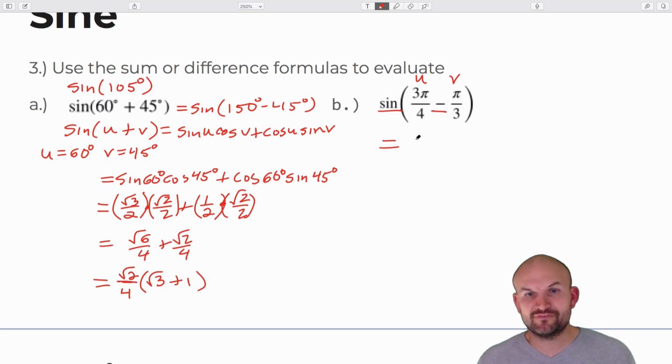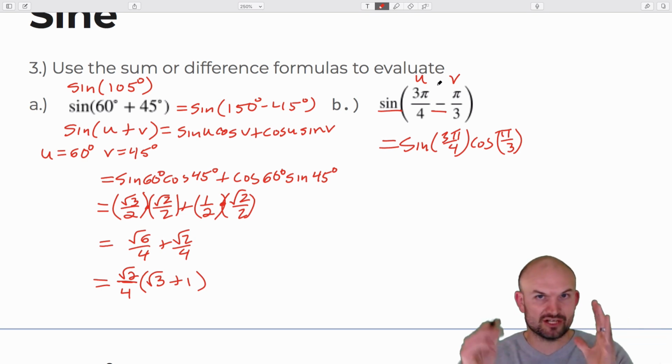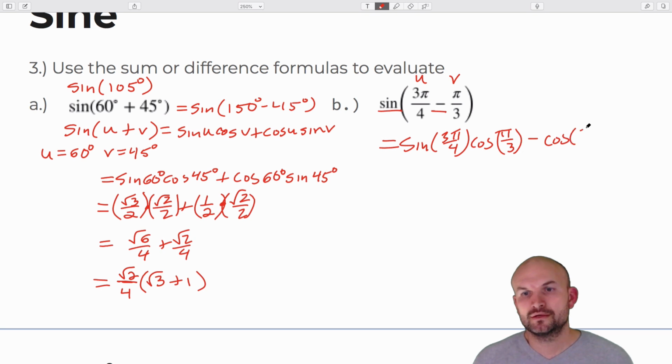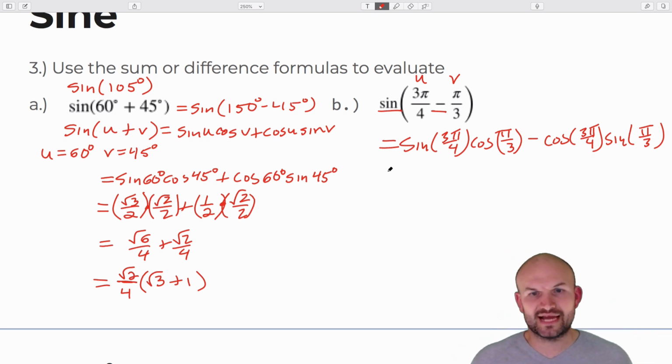So now that I'm doing the difference here, I'm going to use the sine of 3 pi over 4 times the cosine of pi over 3. Again, notice how I am using pi over 3, not negative pi over 3. The negative tells me that I'm using the difference formula, but my angle u is 3 pi over 4, and v is pi over 3. And then I'm going to subtract cosine of 3 pi over 4 times the sine of pi over 3. So hopefully you see how I skipped a lot of that and went right into here. Now let's evaluate.